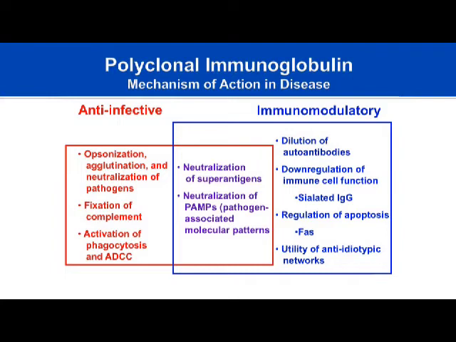In other words, things that can affect specific pathogens but can also control immune functions. One is the neutralization of something called superantigens, and superantigens are things produced by infections that can stimulate the immune system, and therapeutic antibody preparations, polyclonal preparations, can neutralize these. And they can also neutralize something called PAMPs, or pathogen-associated molecular patterns, that lead to inflammatory responses.